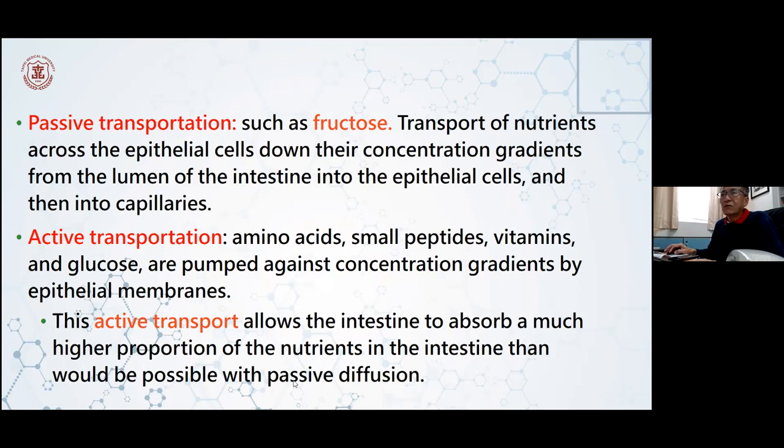Than would be possible by passive diffusion, okay? So active transportation needs to use ATP, use energy, and they can go against the concentration gradients.